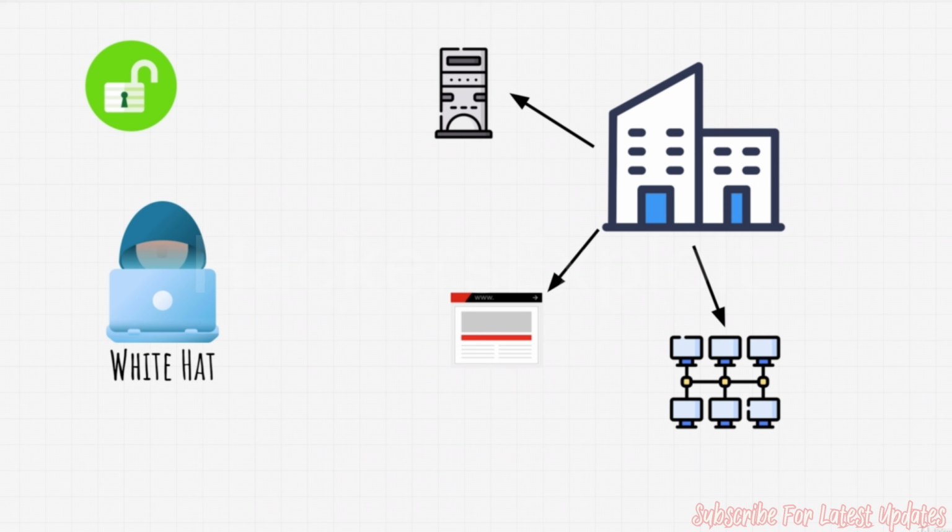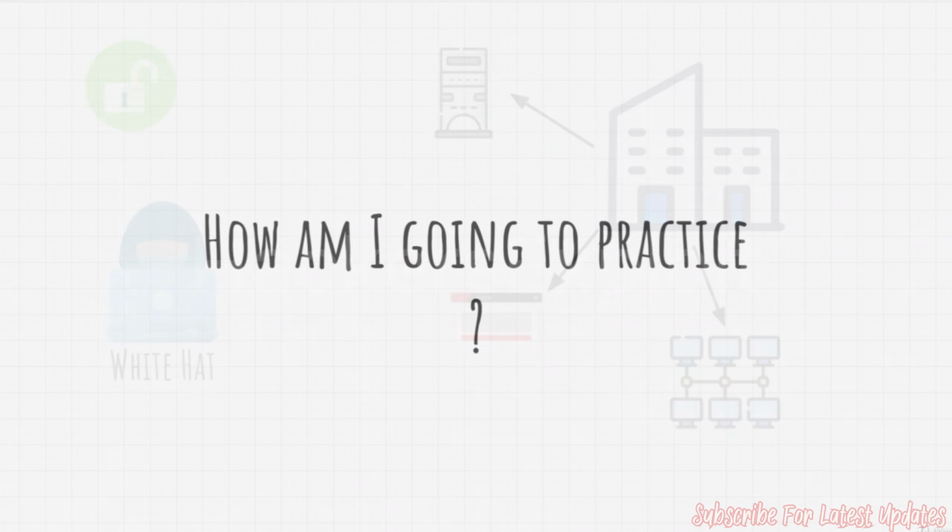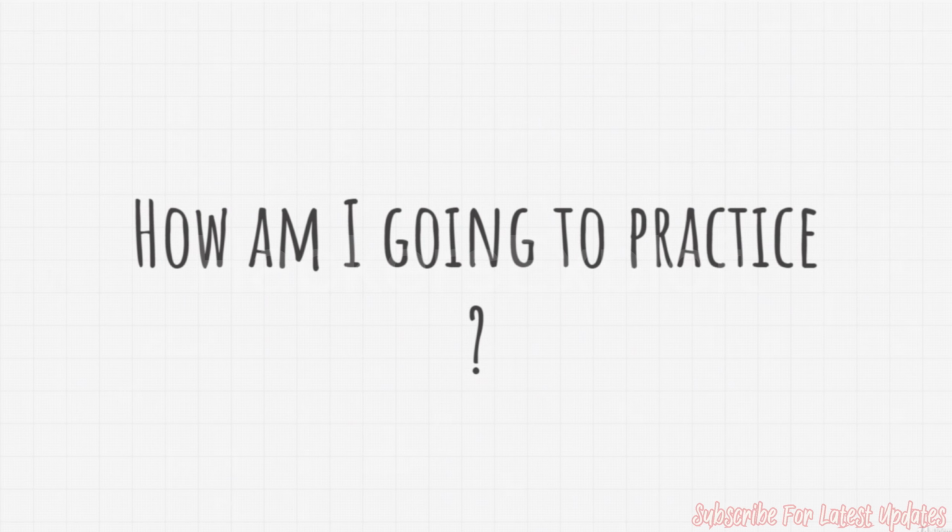How do we do all of this? Well, we do it by attacking the company. We act as a black hat hacker would, but with a different goal. Okay, but here we come to another problem. You might be wondering, how am I going to learn this? Or how am I going to practice this? I just said that we need permission to attack any system, right?